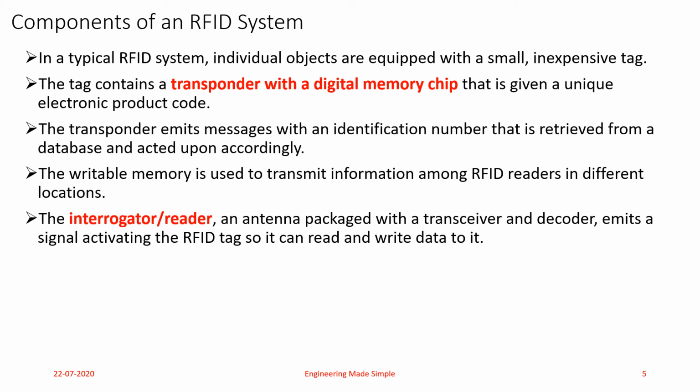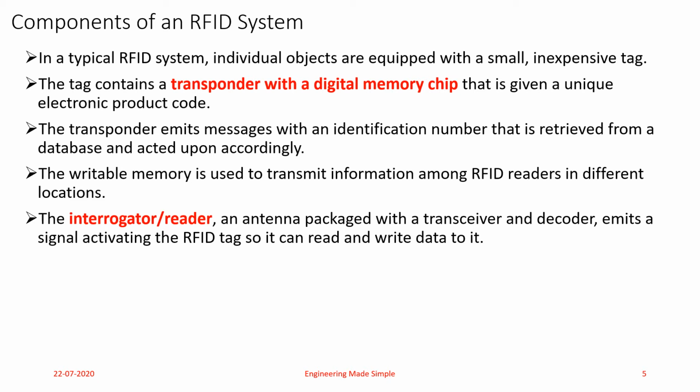So what does an interrogator or reader consist of? The interrogator or reader consists of an antenna package with a transceiver and a decoder. Now what is the meaning of transceiver? Transceiver is a combination of transmitter and receiver in a single package. And decoder is pretty much clear. What do you mean by decoder? So the interrogator or reader is simply an antenna package with a transceiver and a decoder that emits the signal activating the RFID tag so that it can read or write to it.